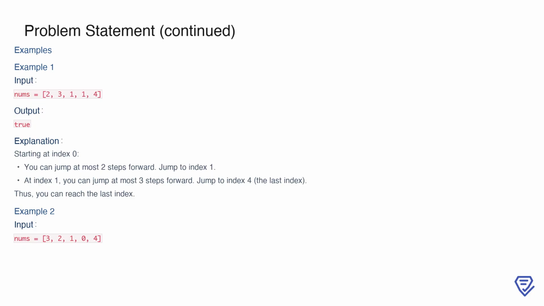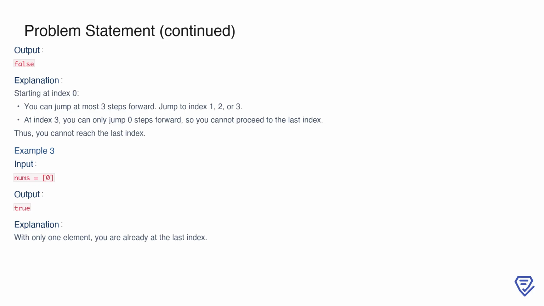In the second example, the input is 3, 2, 1, 0, 4, and although you can make some progress initially, you'll eventually reach index 3, where the value is 0. This means you can't move forward from that point, leaving the last index unreachable. The output here is false.